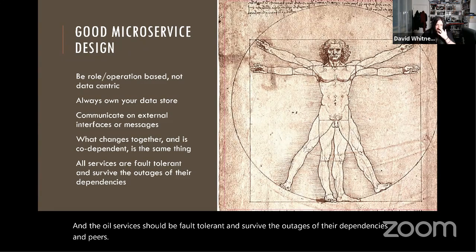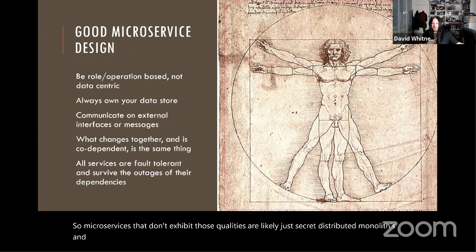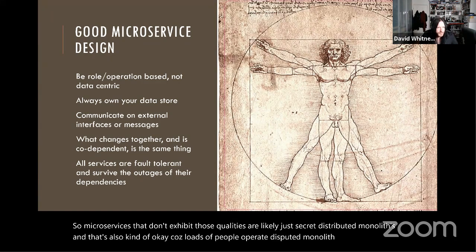So microservices that don't exhibit those qualities are likely just secret distributed monoliths. And that's also kind of okay, because loads of people operate distributed monoliths at scale, but you will feel the pain at some point when you do.